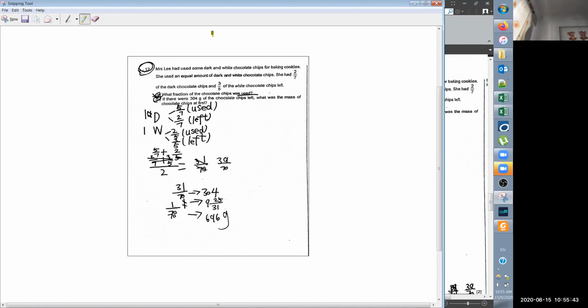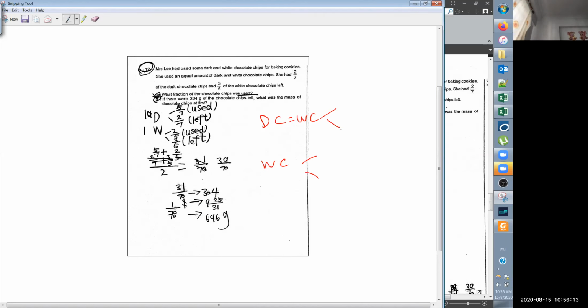So she had used some dark for baking. She used an equal amount of dark and white chocolate chips. So it means, let's say the dark chocolate and the white chocolate are equal, right? Just DC is equal to WC, right? That means dark chocolate is equal to white chocolate. Then after that you branch out for each of them.